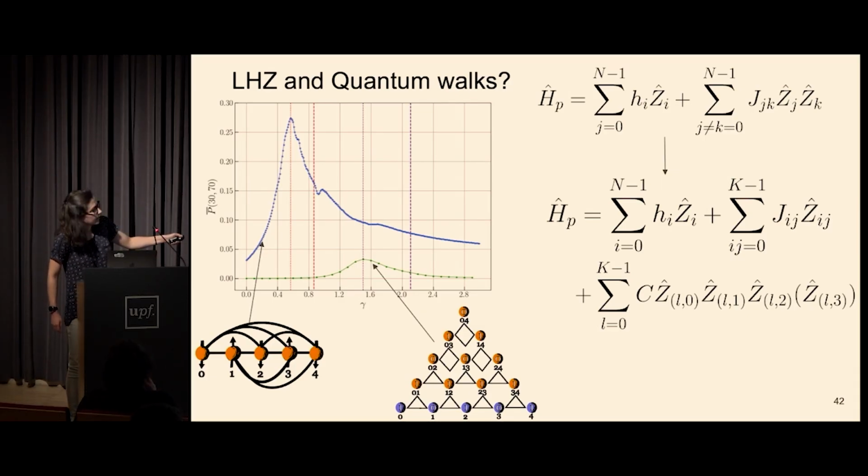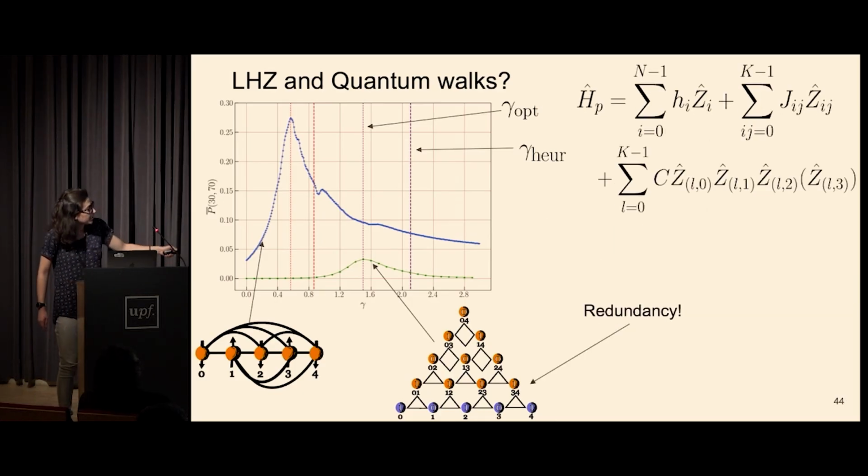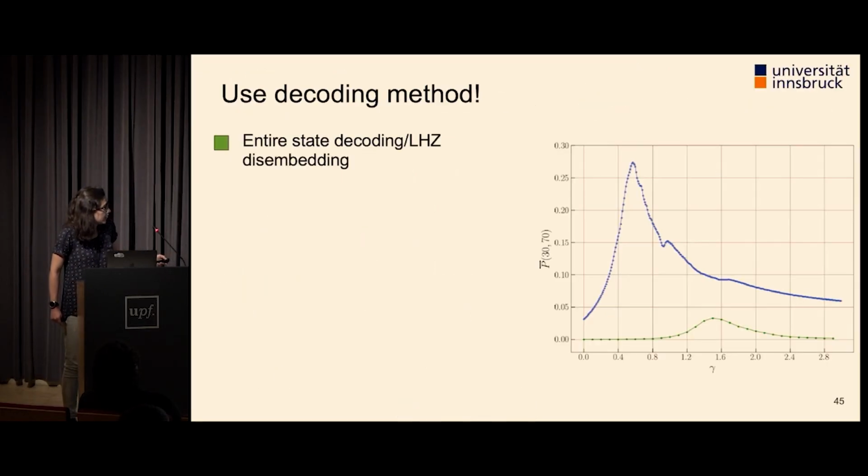But we would ideally like to do better than this. But there is one thing that we're forgetting, that we've introduced all these extra qubits. So we now have added redundancy within our model. So how might we use this in order to improve the performance of our quantum walk? The idea is that we can use our decoding method in order to improve the performance.